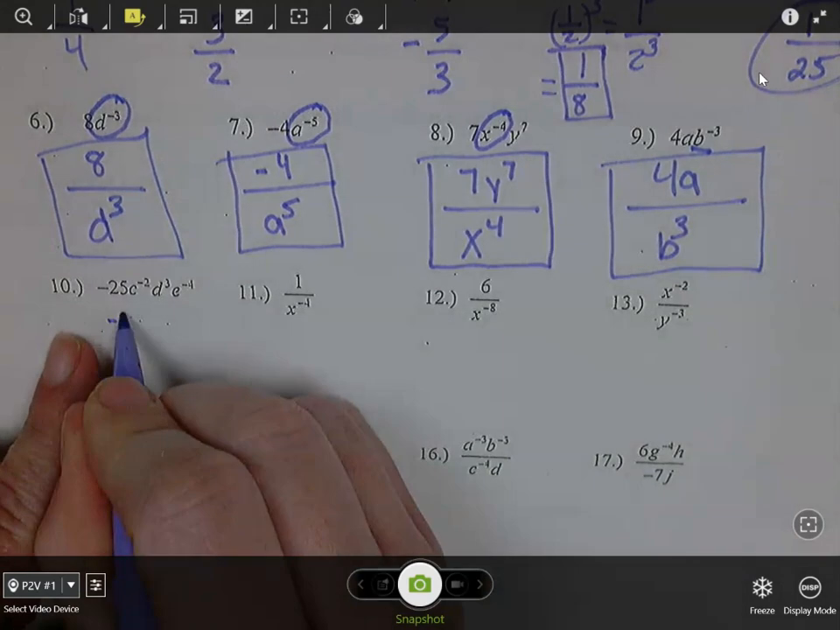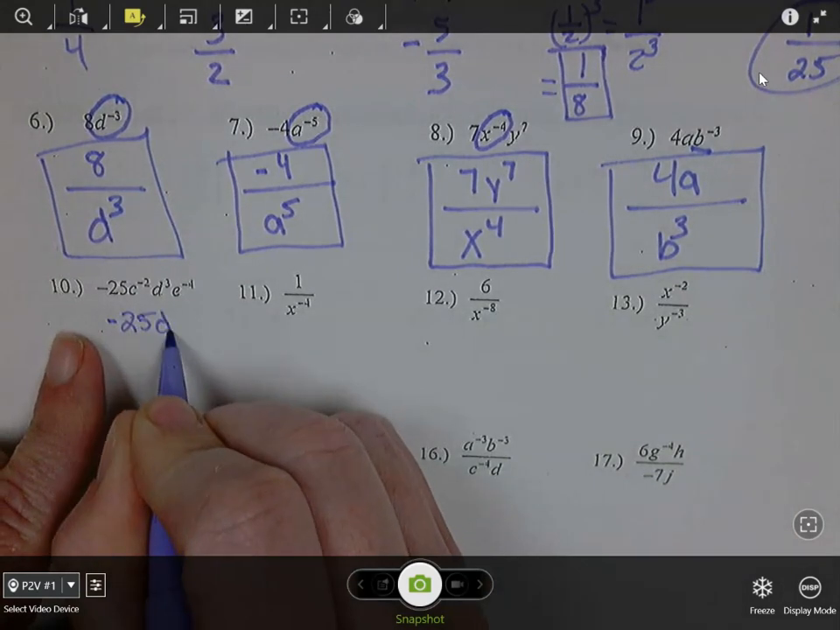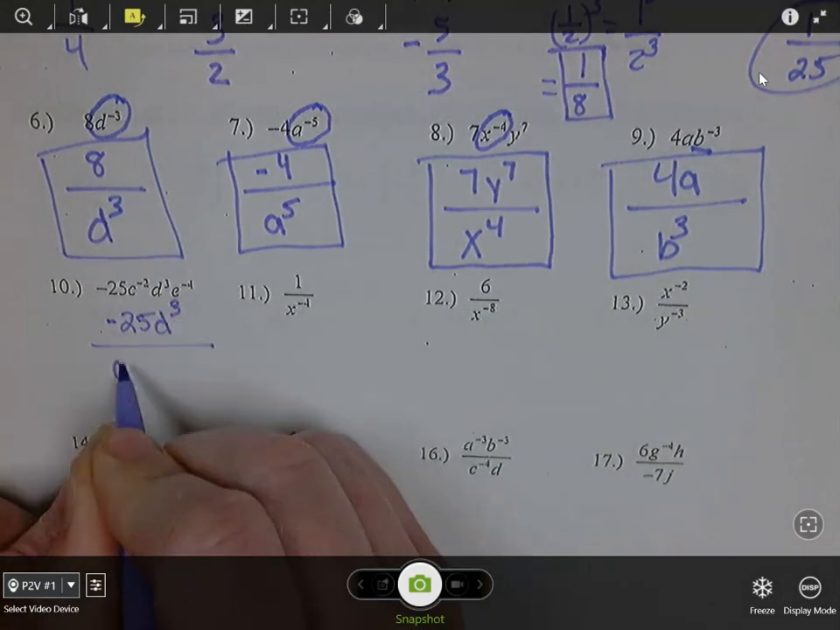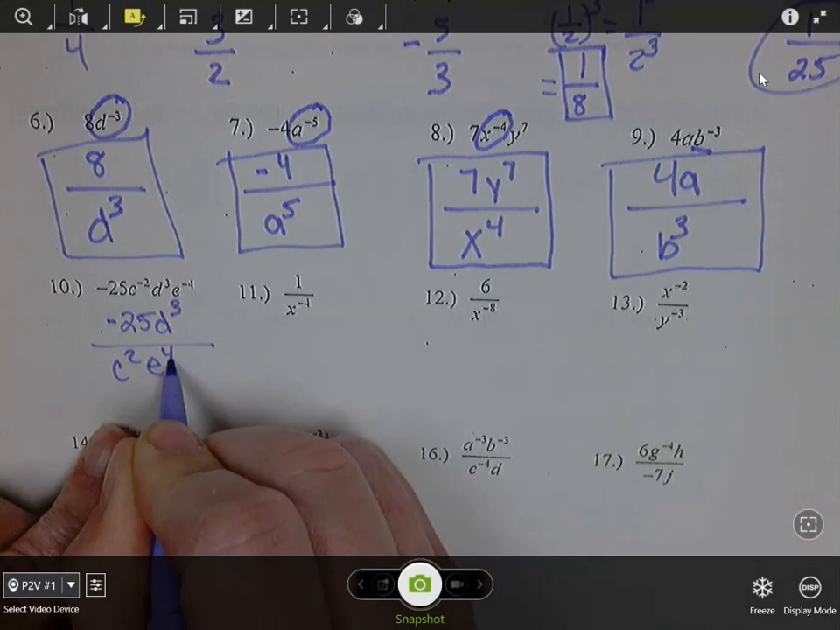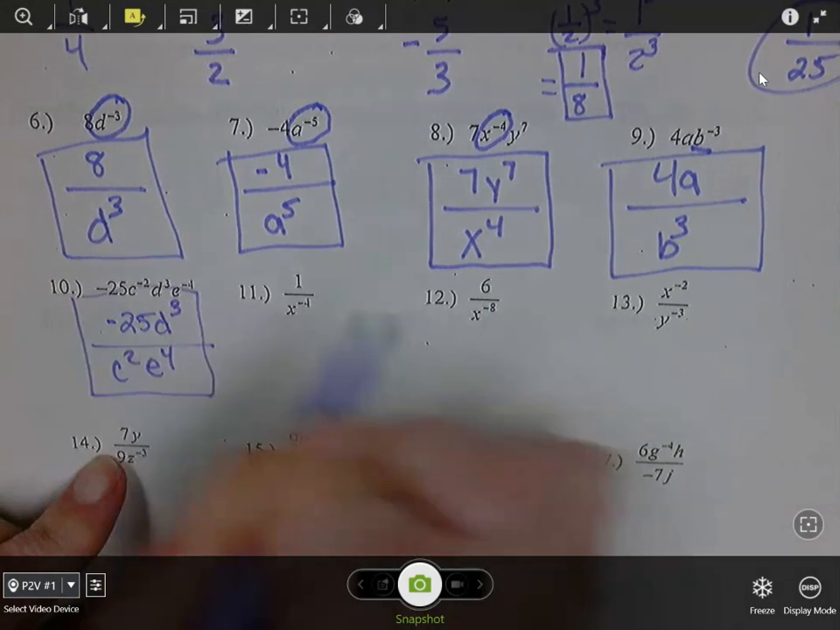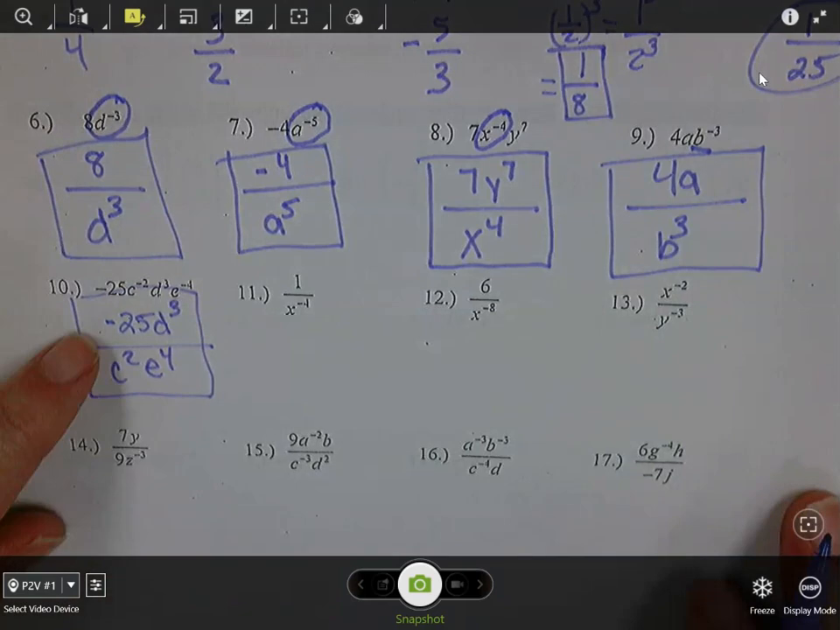So negative 25 and D to the third get to stay at the top. And then C squared times E to the fourth go on the bottom. So it's negative 25D to the third over C squared E to the fourth.